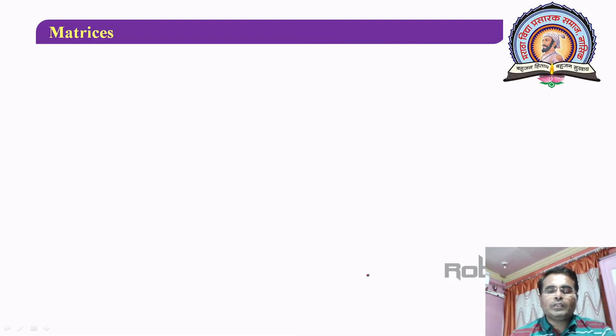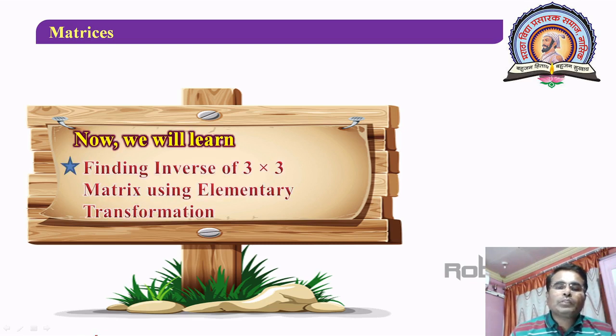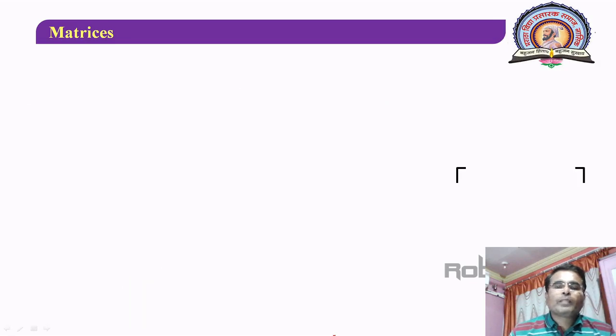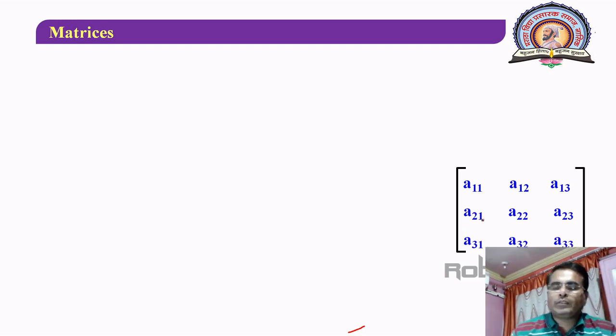using elementary column transformations. Next we are going to consider determination of the inverse of a matrix using elementary row and column transformations, but now for 3 by 3 matrices, that is, bigger matrices. Now see what happens. We know that a general 3 by 3 matrix is of this type: A11, A12, A13, then A21, A22, A23, A31, A32, A33.